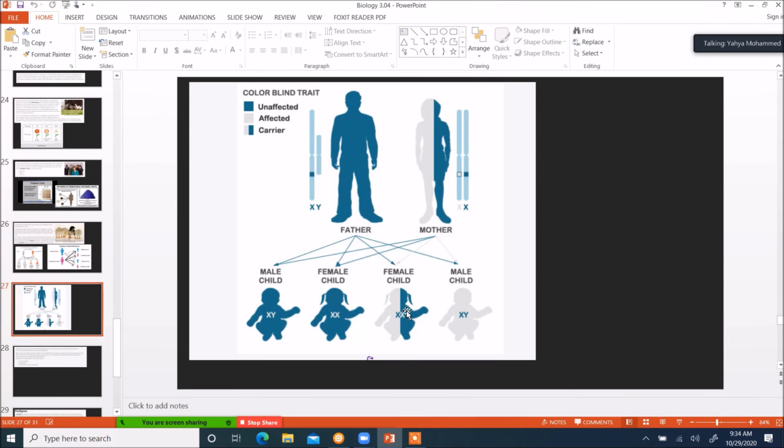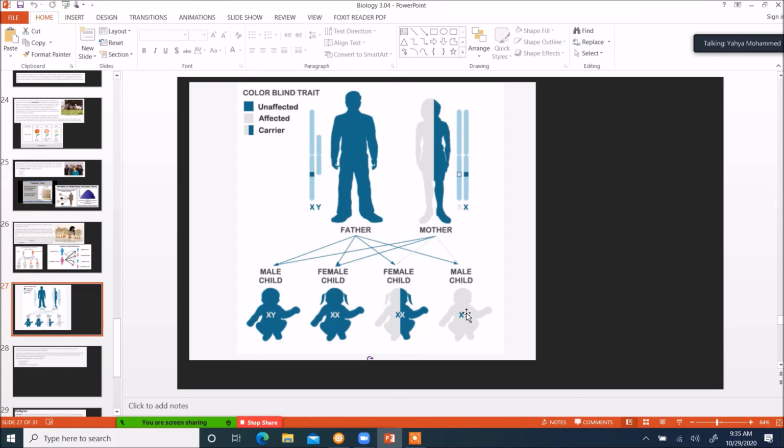Freya, can you explain to me what's going on with this female child over here? So assume this is a recessive trait. Is she going to show the symptoms of the disease? No, she's going to be a carrier, right?